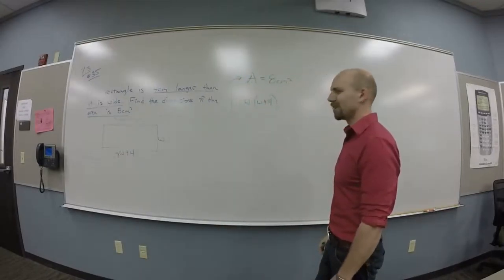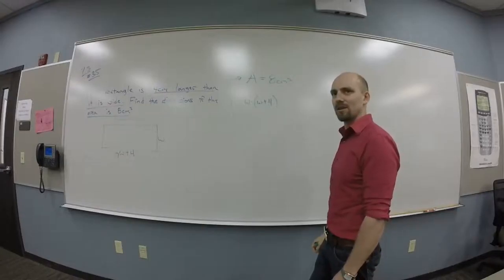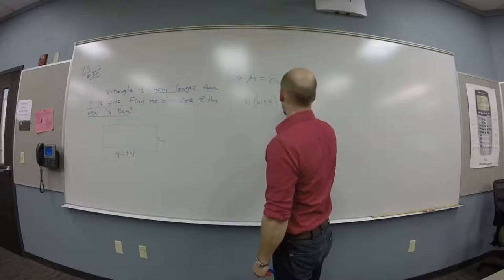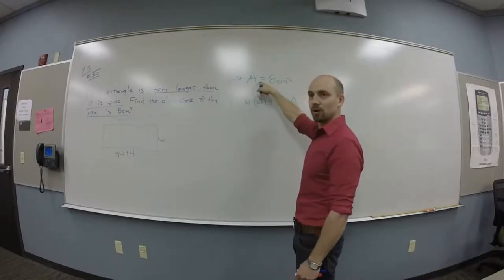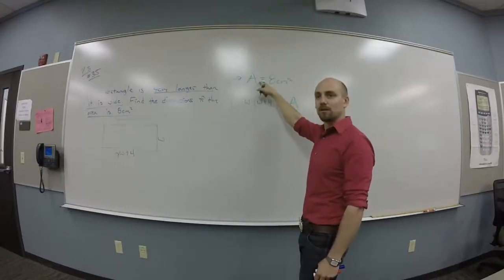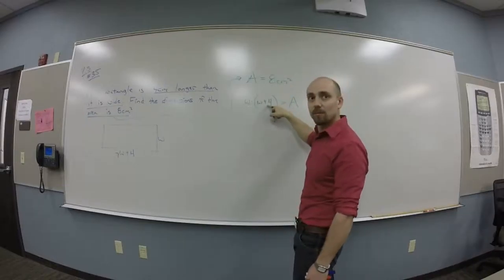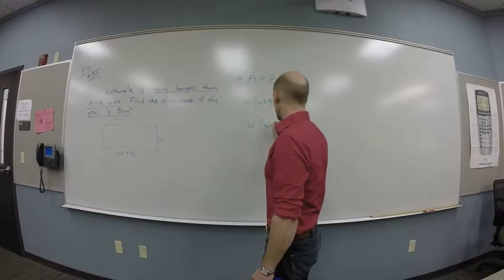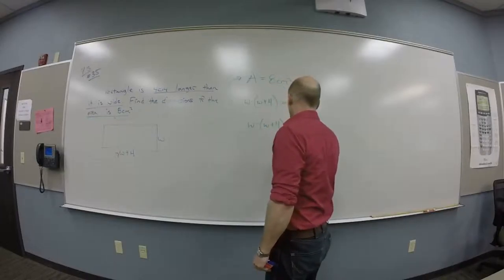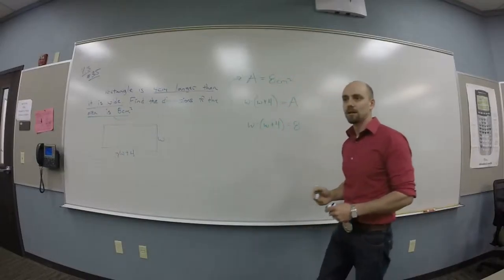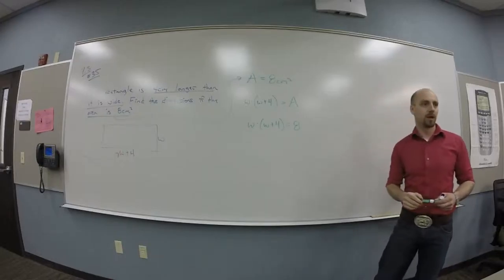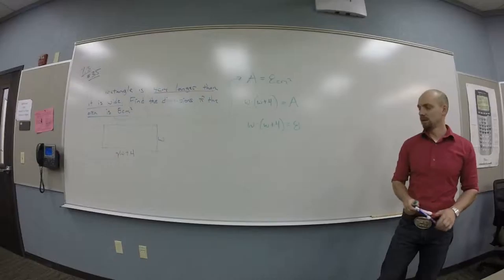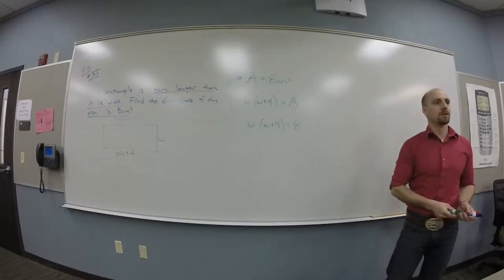And what was this again? Equals 8 centimeters squared. Area? Yeah, this was the area, right? So this is area, but area is also 8 centimeters squared. Right, so these two things have to be the same. So I find out that W times W plus 4 is 8. That's cool with that? All right, now what? Say again.